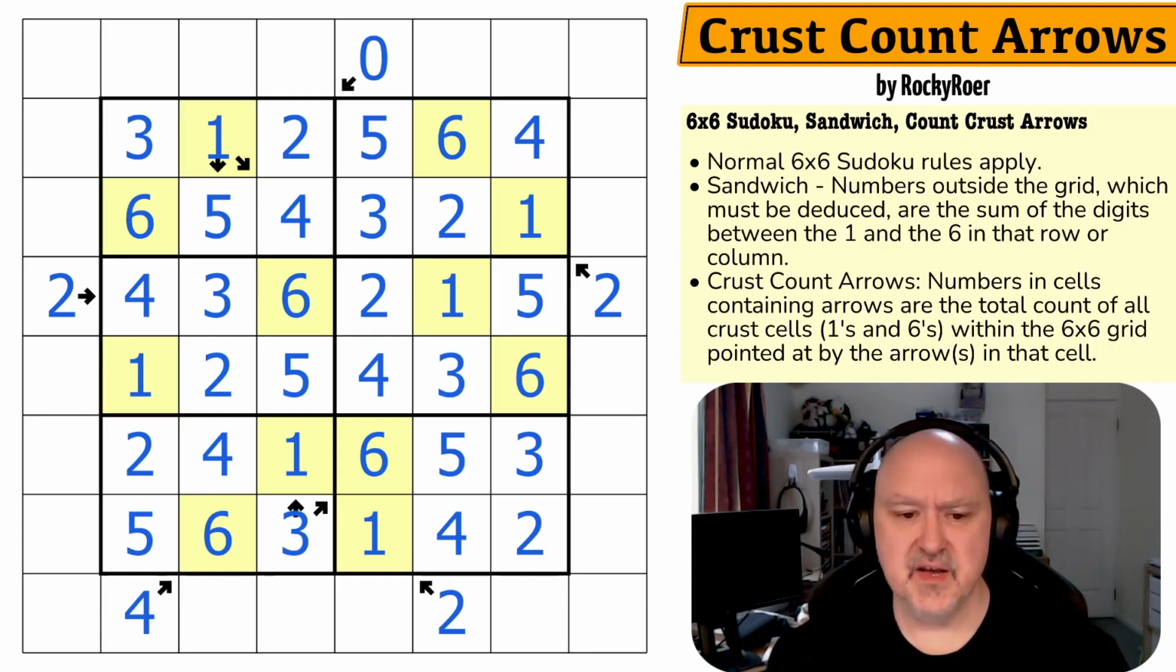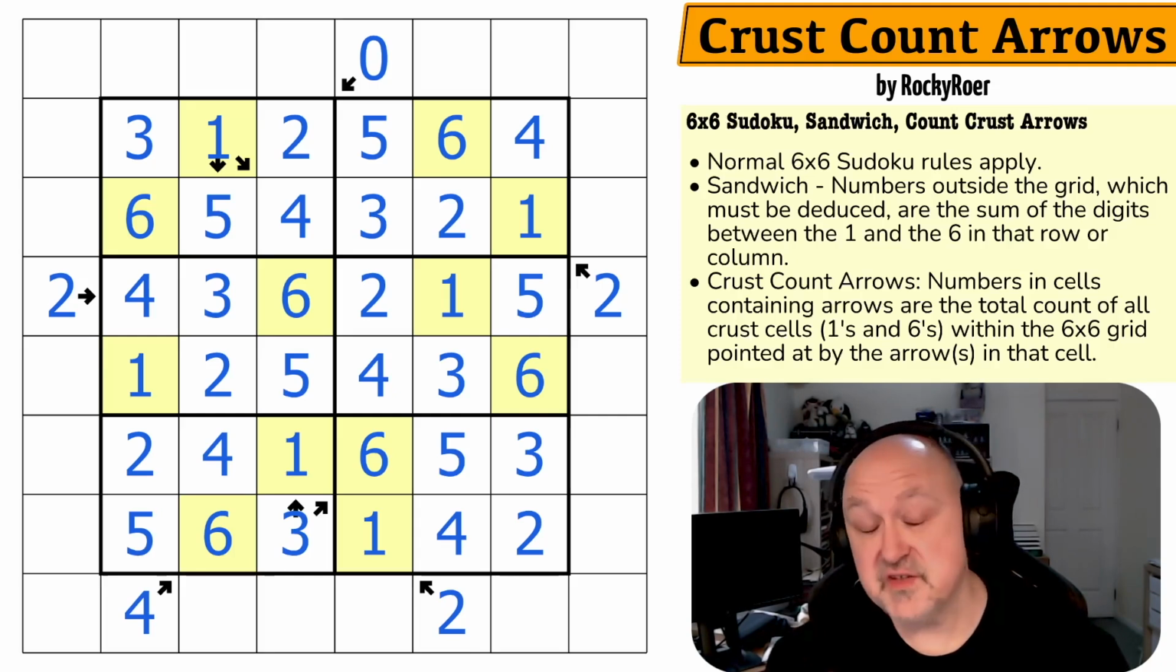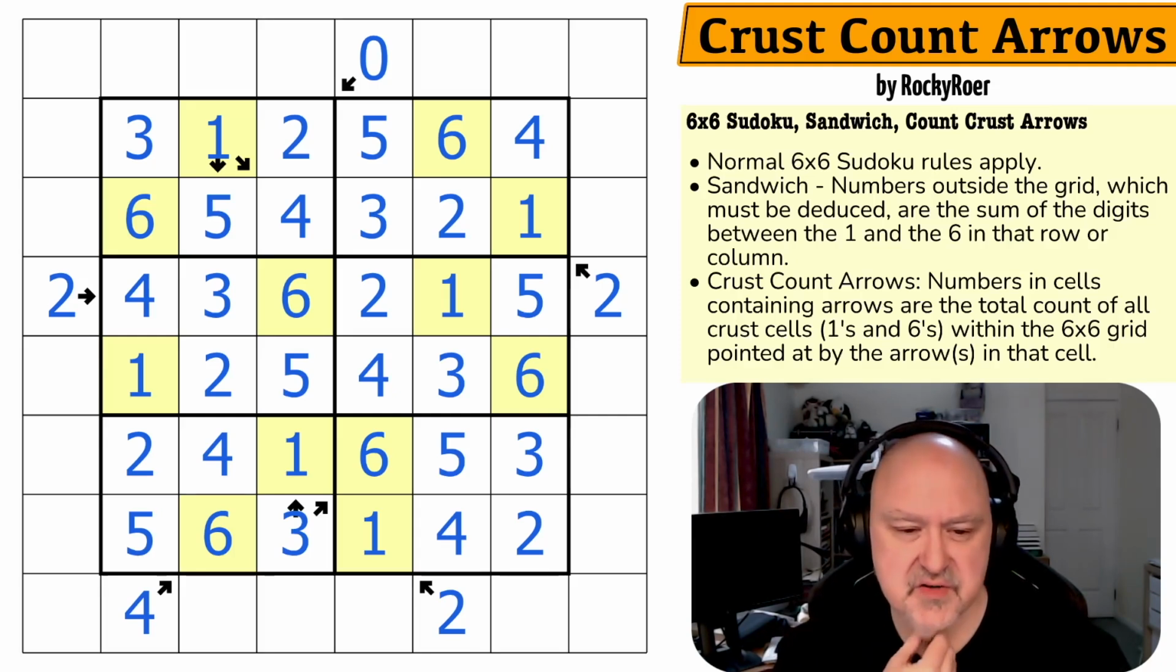I knew this was going to be a quick one because it was a 6x6. I was told that this was going to be probably a 20-minute puzzle. It turned out to be 15. I was told this was probably going to be a 20-minute puzzle, but a 20-minute 6x6 is still pretty challenging. That was really good. That was really, really good. Thank you, RockyRoer, for the submission. I really appreciate that one.